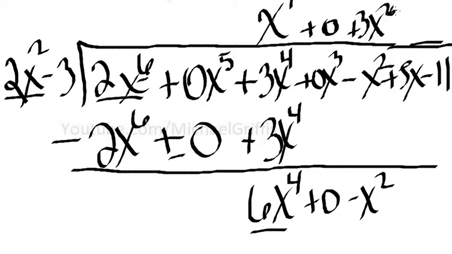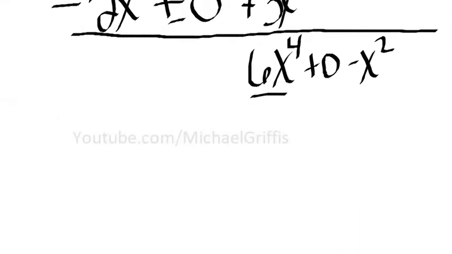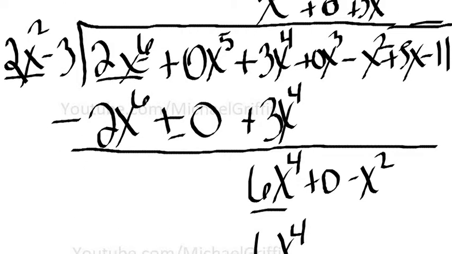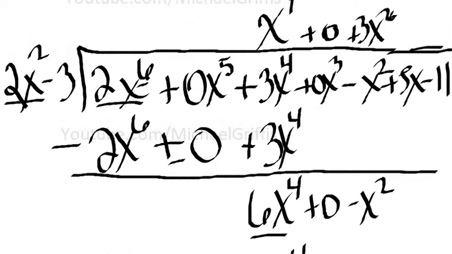Yeah. All right, so we go back, multiply. 3x squared times 2x squared is 6x to the fourth. And then we have 3x squared times negative 3, which is going to give us negative 9x squared.